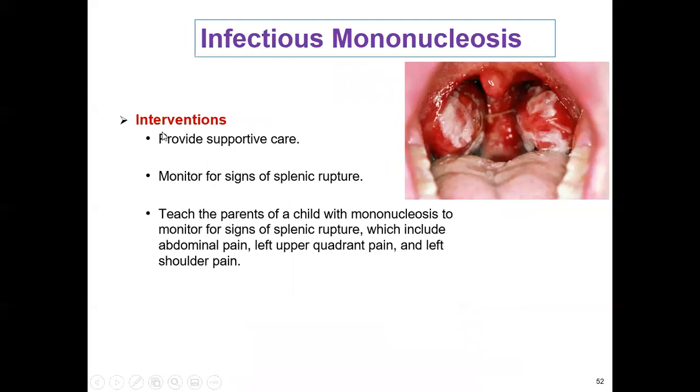What are the interventions? Supportive care is important. Also monitor for signs of splenic rupture. Educate the patient or the child with mononucleosis to monitor for signs of splenic rupture, which include abdominal pain, left upper quadrant pain, or left shoulder pain.